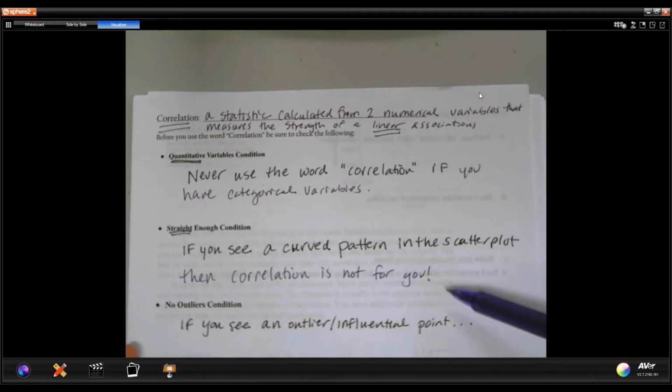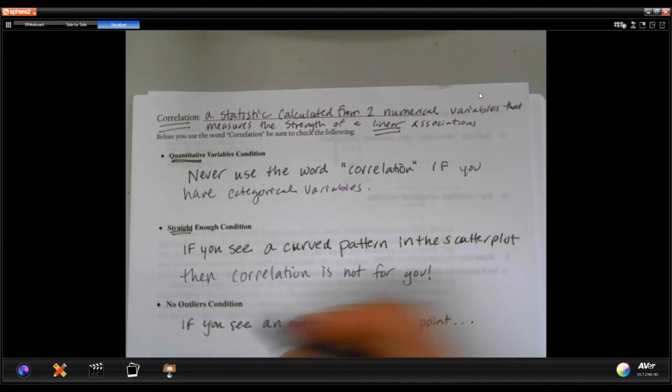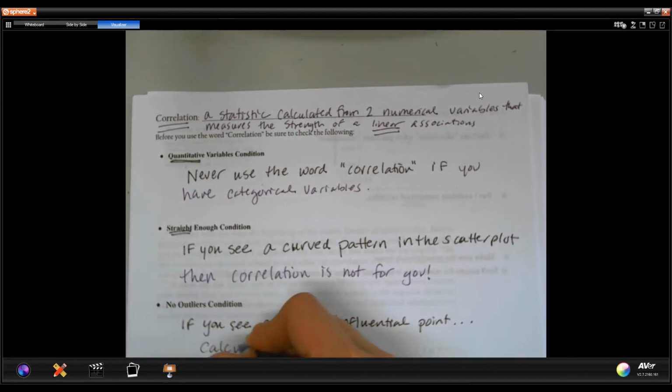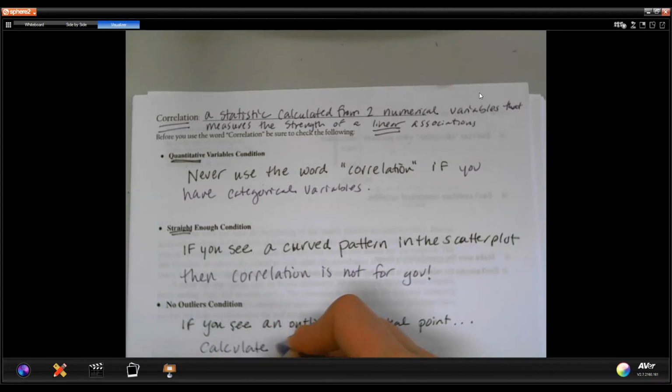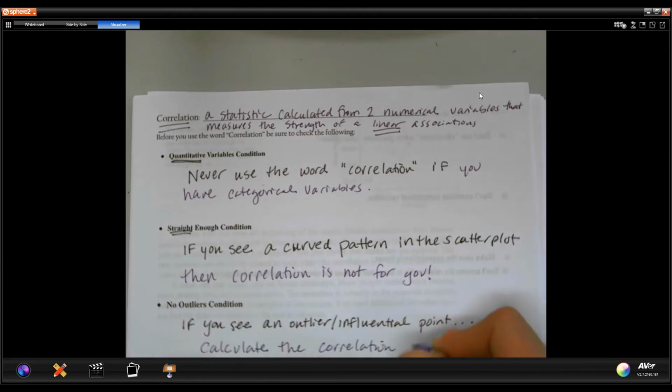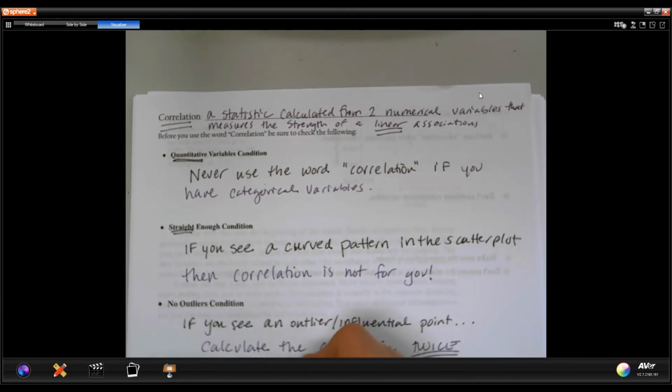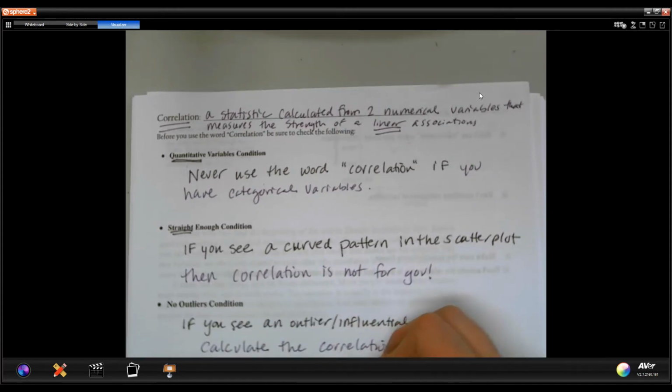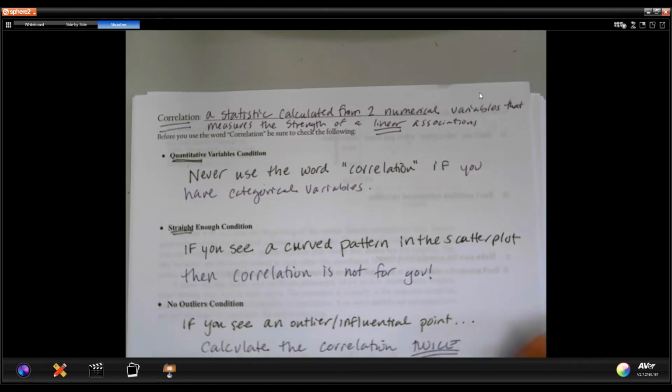So no outliers condition. If you see an outlier or an influential point, calculate the correlation twice. With and without. And see if there is a big or small difference.